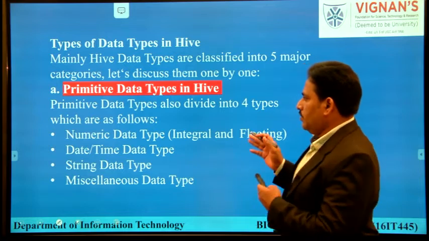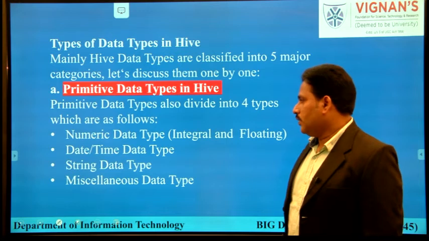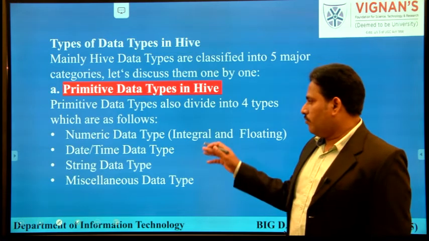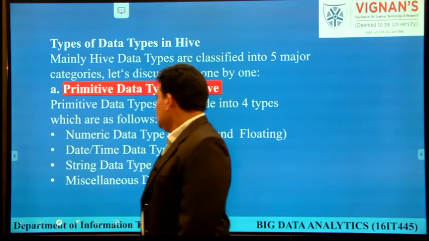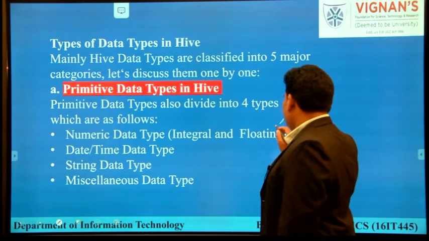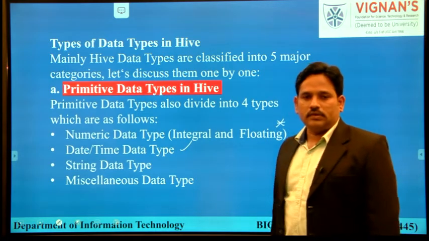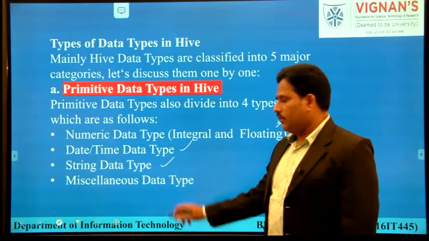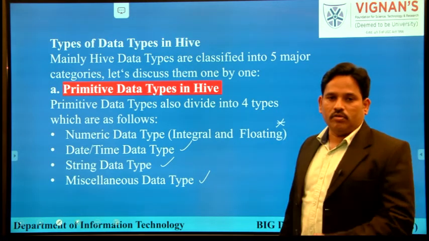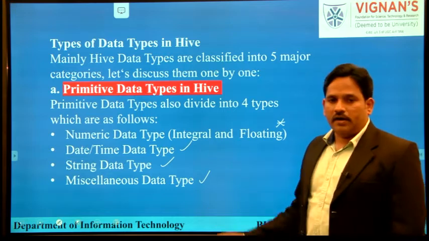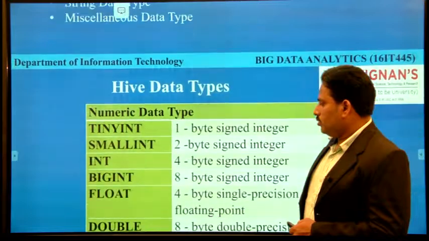So here, the first type of data type in Hive is the primitive data type. In the primitive data type, there are 4 subparts. We'll see those 4 types. The first one is the numeric data type. The second one is the date and time data type. The third one is the string or character data type. The fourth one is the miscellaneous data type. These four we can call primitive data types in the Hive environment. We will see all this with suitable examples.